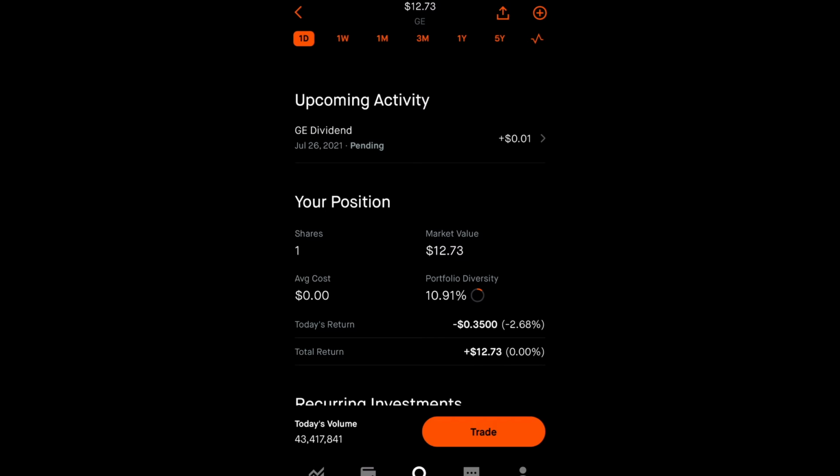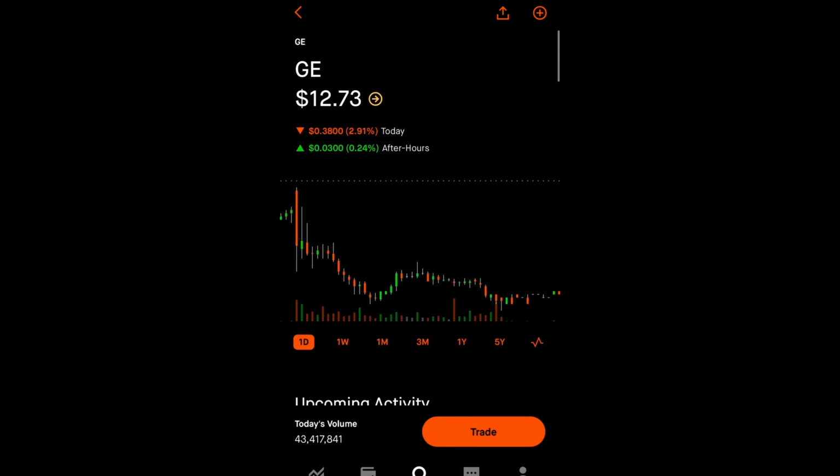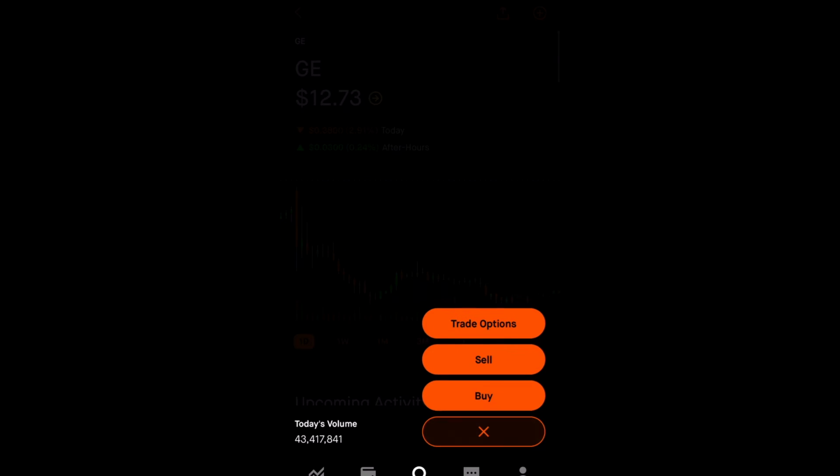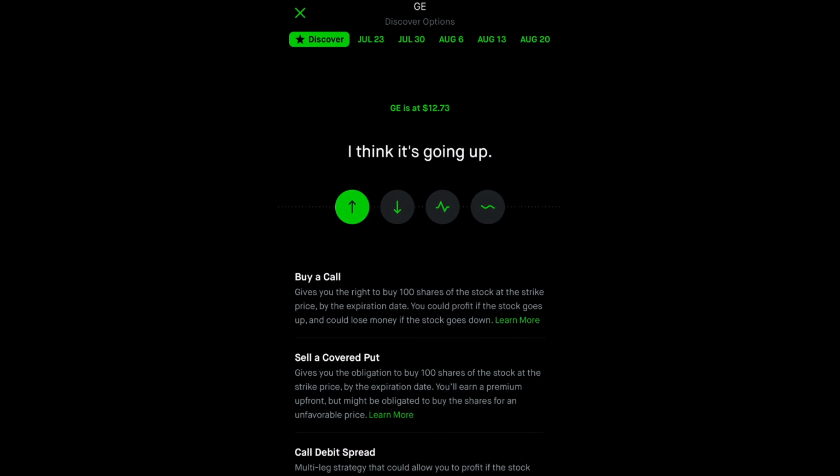Let's say it's doing what it's supposed to do in the chart, and you're liking what you're seeing. So you're like, I want to buy a couple of contracts. You would come to the same exact place and hit trade again, but now you're going to hit the very top button, which says trade options. And now you're going to find your expiration date.